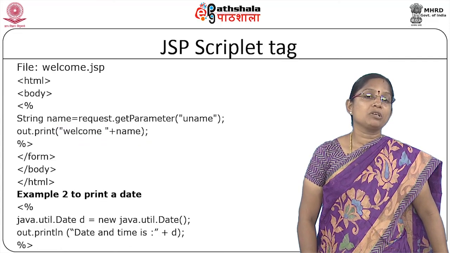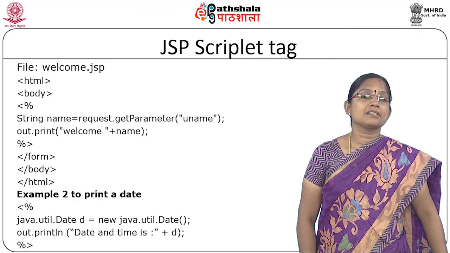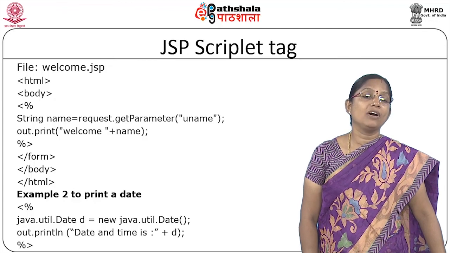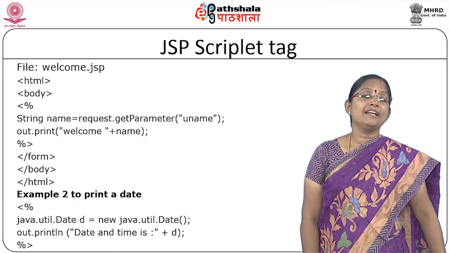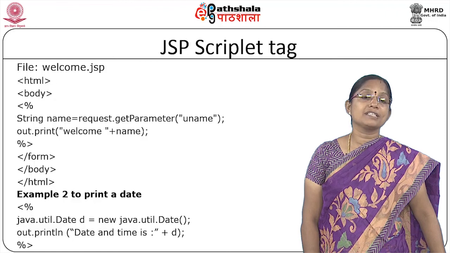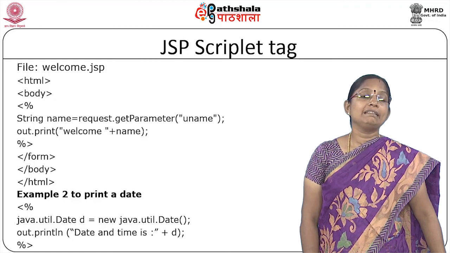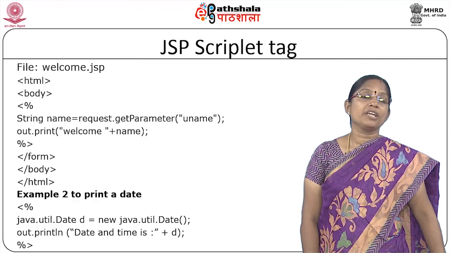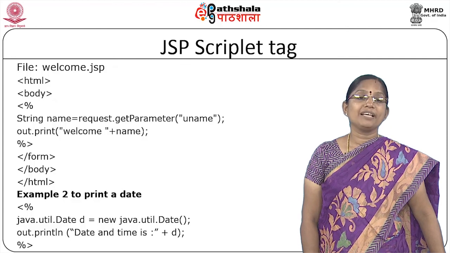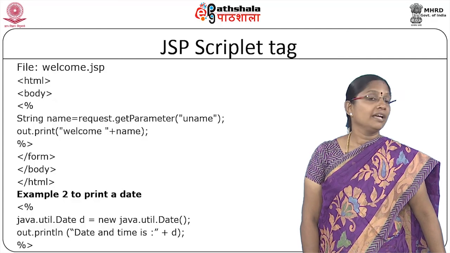In the welcome.jsp, you can see a scriptlet available within the body tag. What is this scriptlet? It is going to execute a statement called request.getParameter of uname. It retrieves the username which has been given from the HTML file, and stores the corresponding name in a variable called name, which belongs to the string data type. In the next statement, it simply prints out.print of welcome and that particular name. So on the fly we have embedded Java scriptlet code inside it.